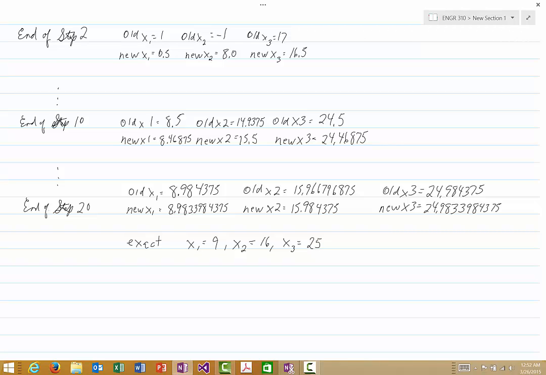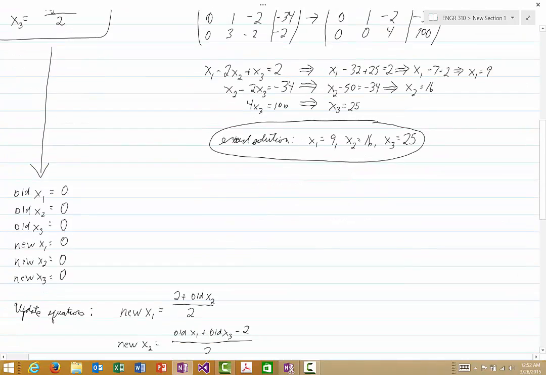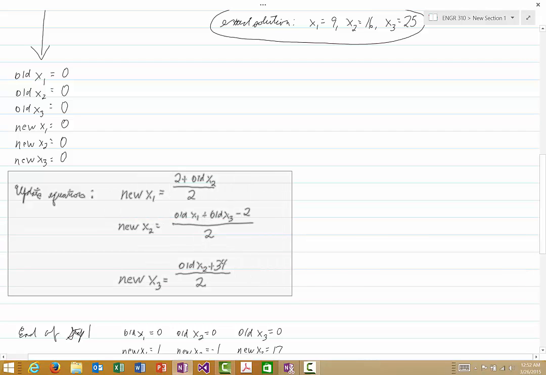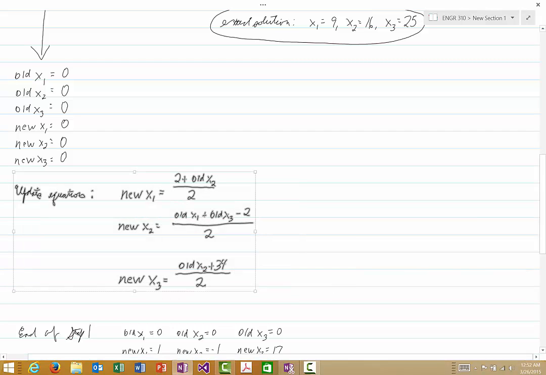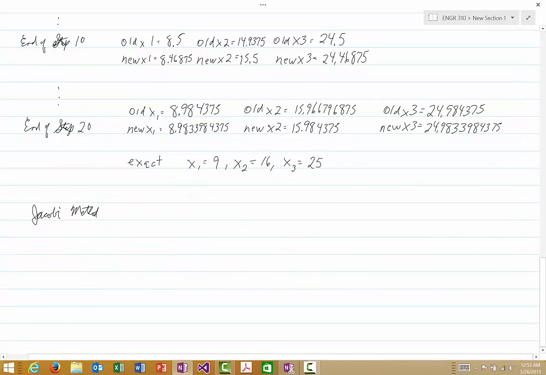Now, I'd like to discuss one more method before we get to some problems. And this other method is called the Jacobi method. It is very, very close to the Gauss Seidel method, but under some circumstances, it can be more efficient. Now let's look at these updated equations here that we have for the Gauss Seidel method, and I'll copy this and repeat it down here with the Jacobi method.